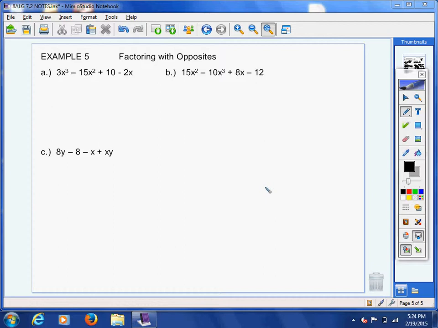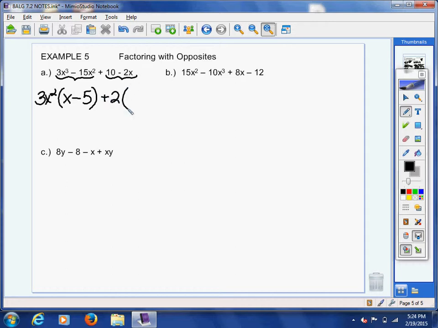I factor by grouping. So sometimes you're going to have numbers where the signs are a little bit funky, okay? And I want to show you in letter A what I'm talking about. So we're going to follow our game plan like we did in example 4. We want to pull out a GCF. The GCF of 3x cubed and 15x squared would be 3x squared. And then what's left will be 3x squared times x is 3x cubed, and 3x squared times 5 is 15x squared. So looks good.